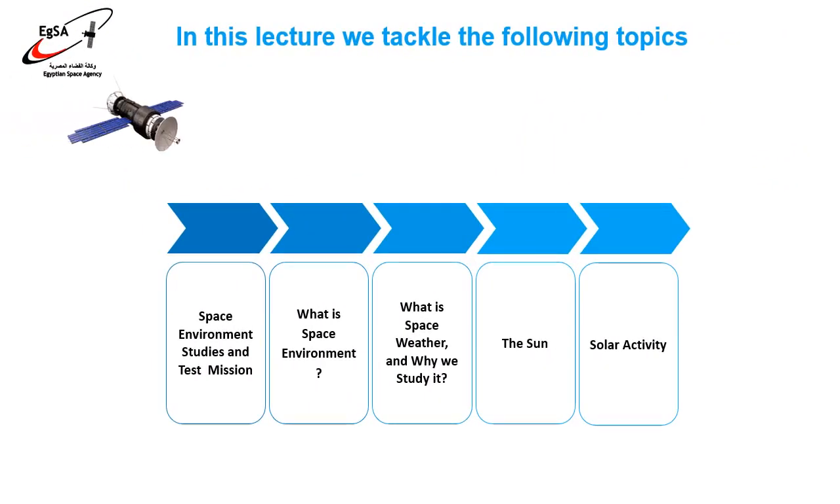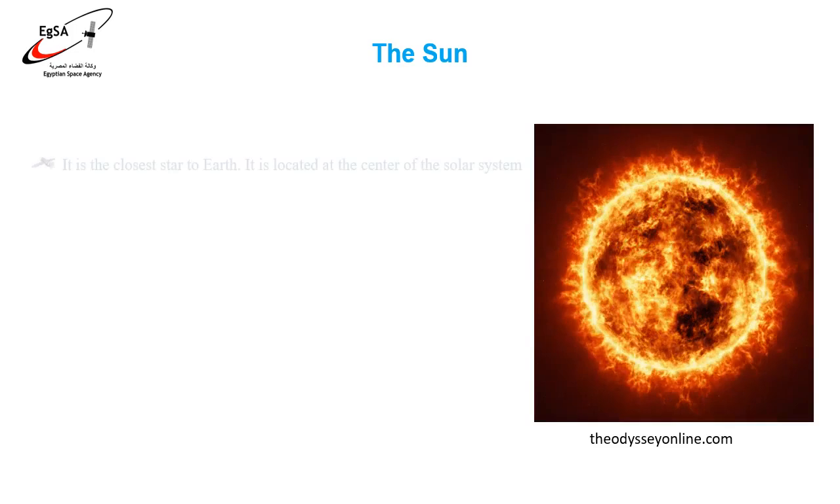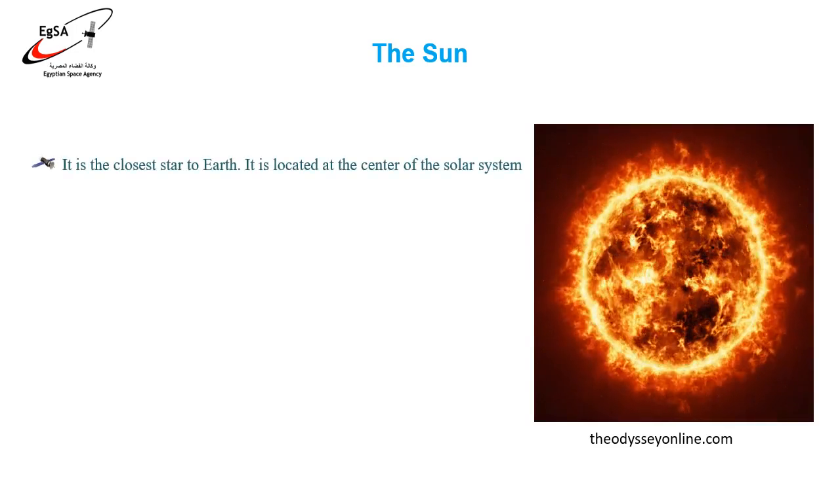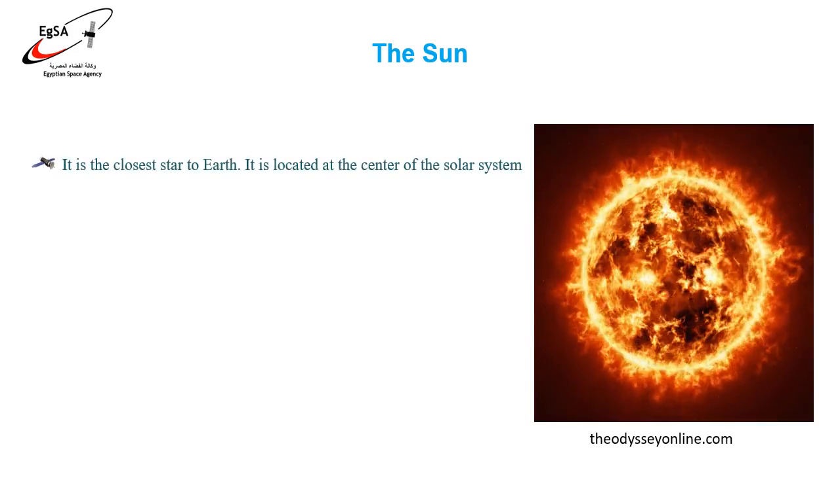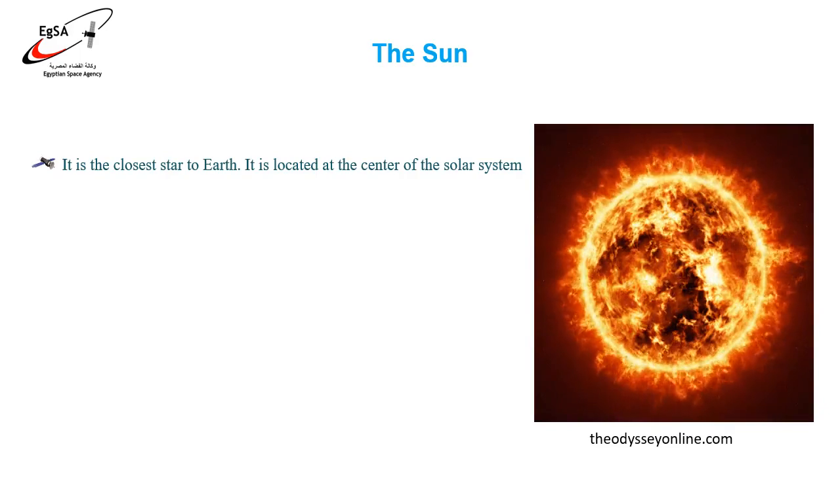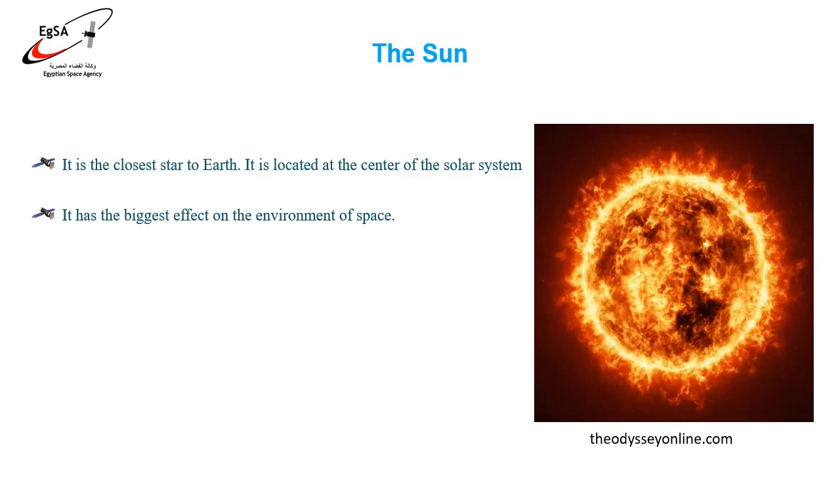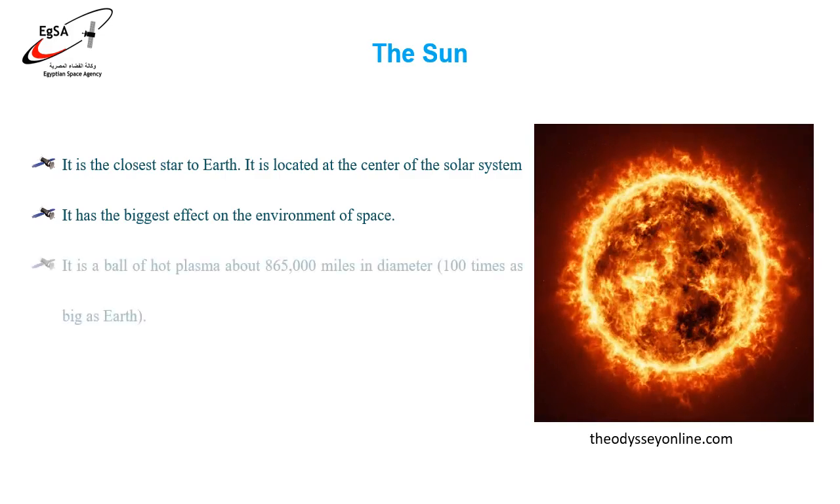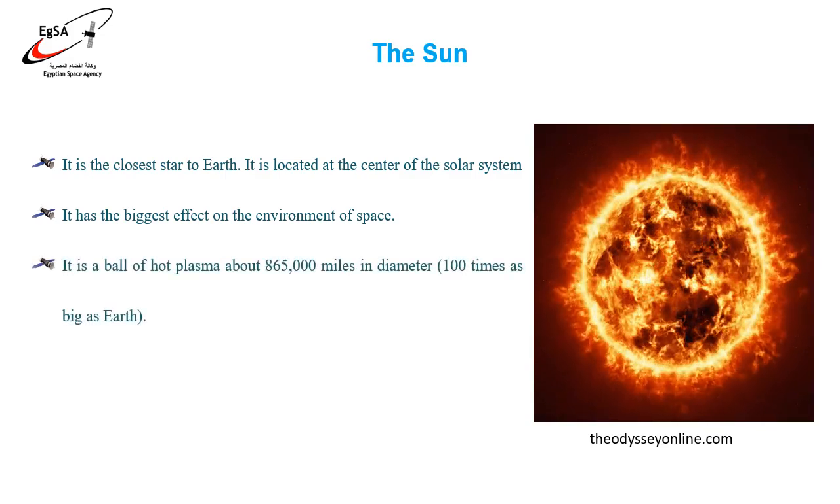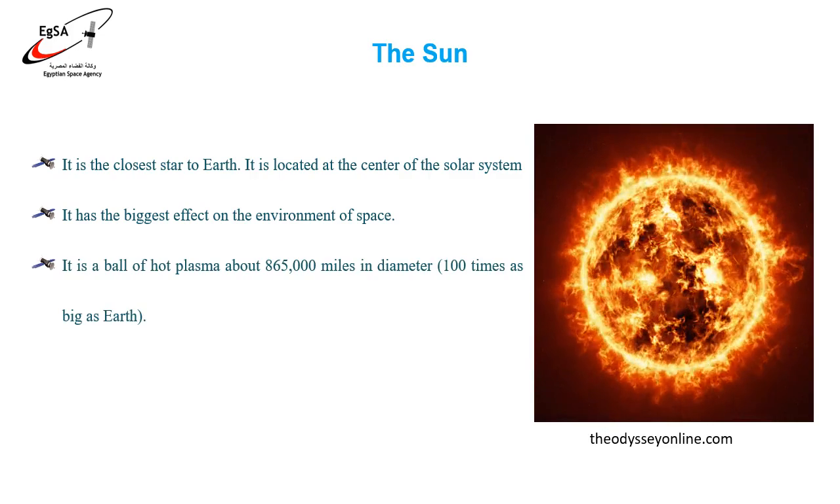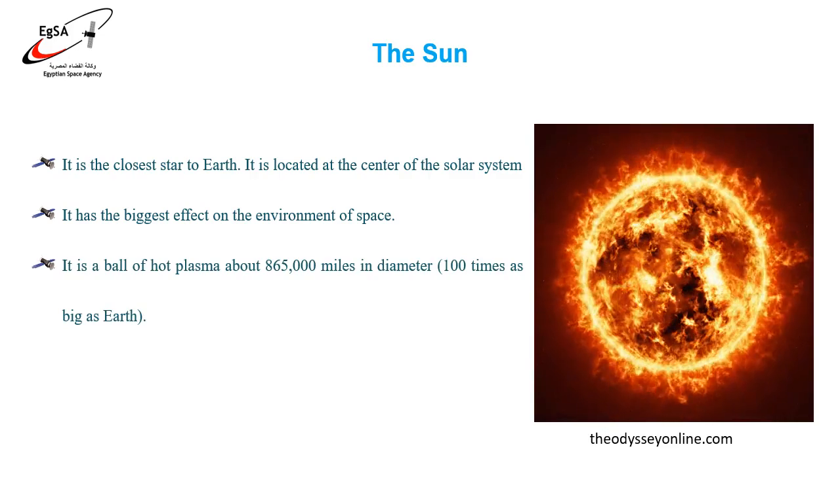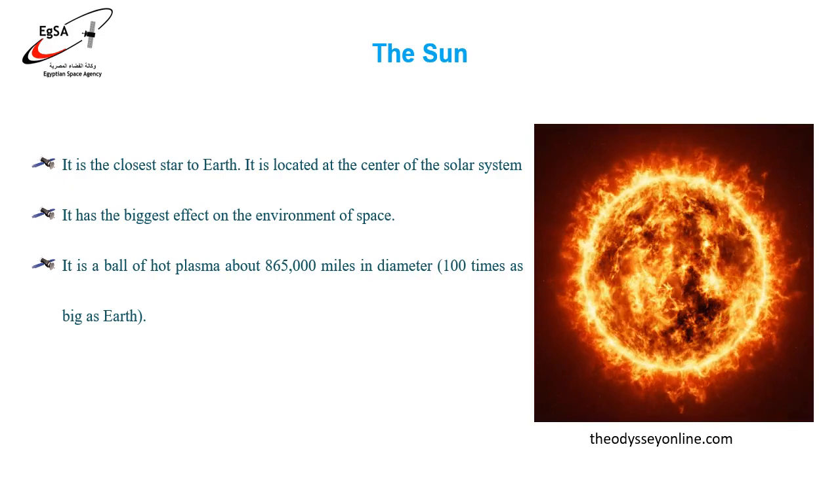The fourth topic is the Sun. Now we get to know more about the nature of the Sun. It is the closest star to Earth. It is located at the center of the solar system. It has the biggest effect on the environment of space. It is a ball of hot plasma about 865,000 miles in diameter, which is 100 times as big as Earth.